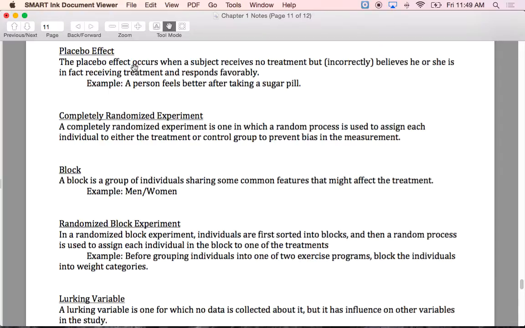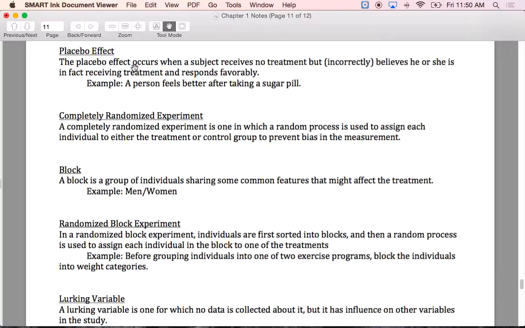Now, in these experiments, the placebo effect might occur. And that occurs when a subject receives no treatment but incorrectly believes he or she is in fact receiving a treatment and responds favorably. A person feels better after taking a sugar pill, for example. A completely randomized experiment is one in which a random process is used to assign each individual to either the treatment or control group to prevent bias.